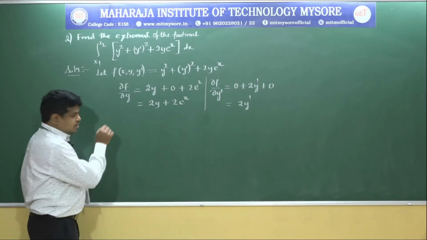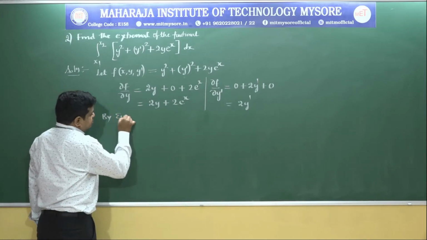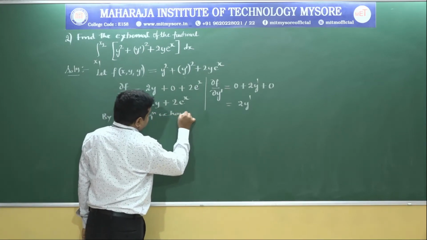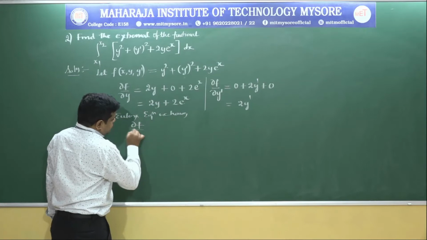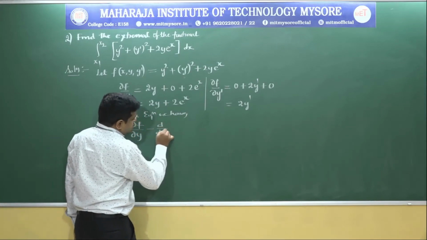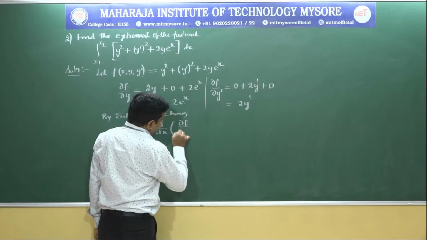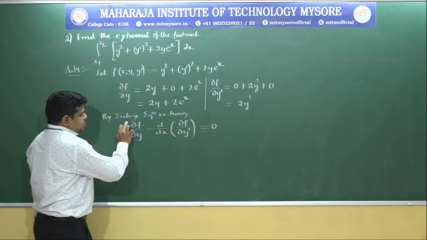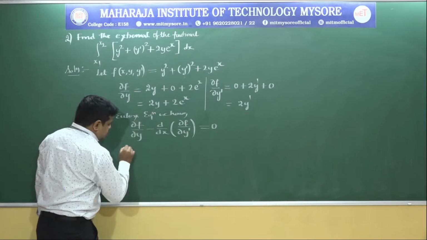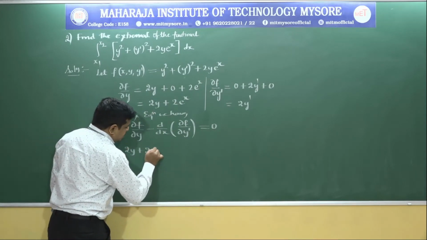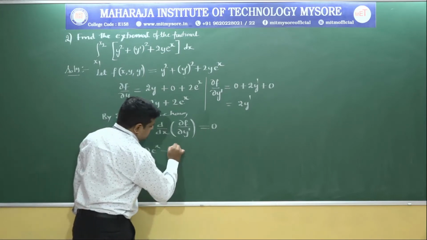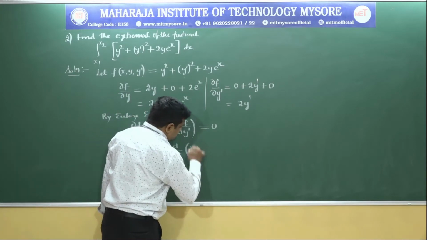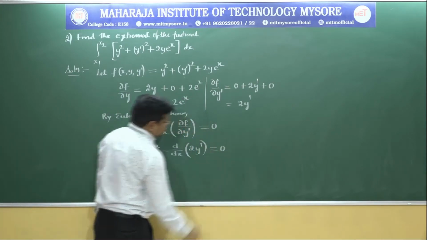Next, by Euler's equation, we have dou f by dou y minus d by dx of dou f by dou y dash equals 0. Next, dou f by dou y is 2y plus 2 e power x, minus d by dx of dou f by dou y dash, which is 2y dash. Here y dash is nothing but the first derivative.